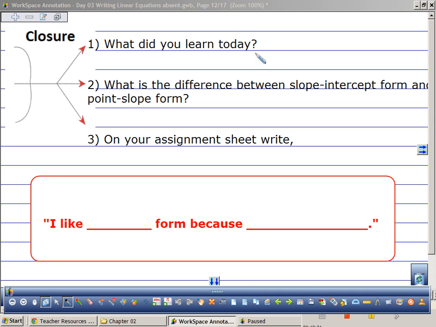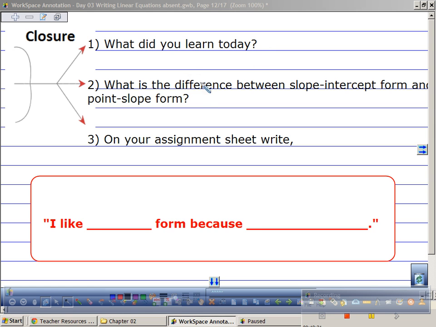What did you learn today? That point slope form better? Okay, making sure. What's the difference between slope-intercept form and point slope form? Method 1 and 2 is both a little bit. What's the difference? Oh no, that's one of us homework. Oh, I'll go back to it.